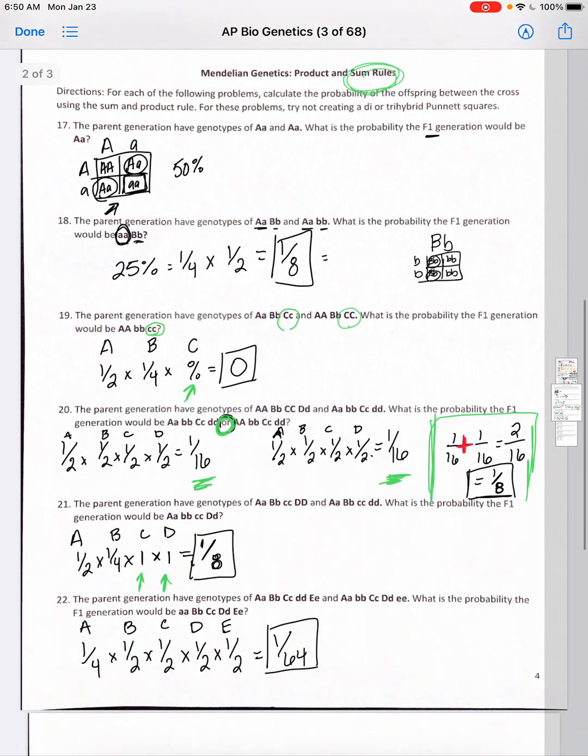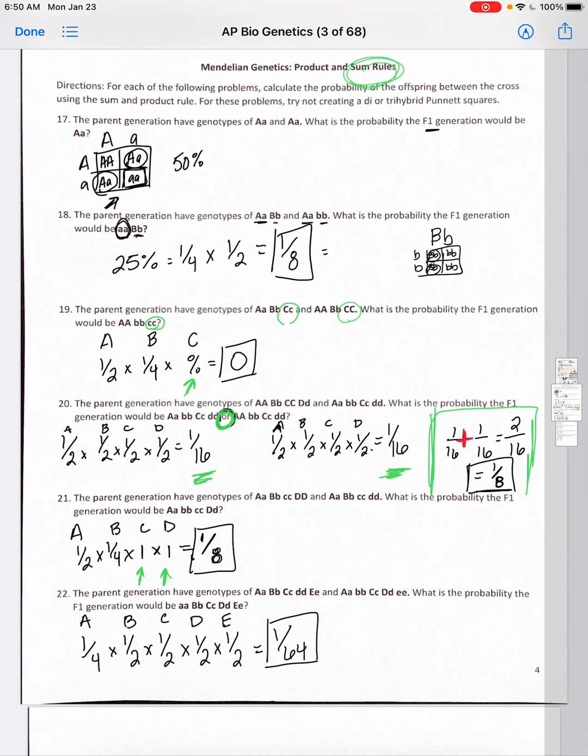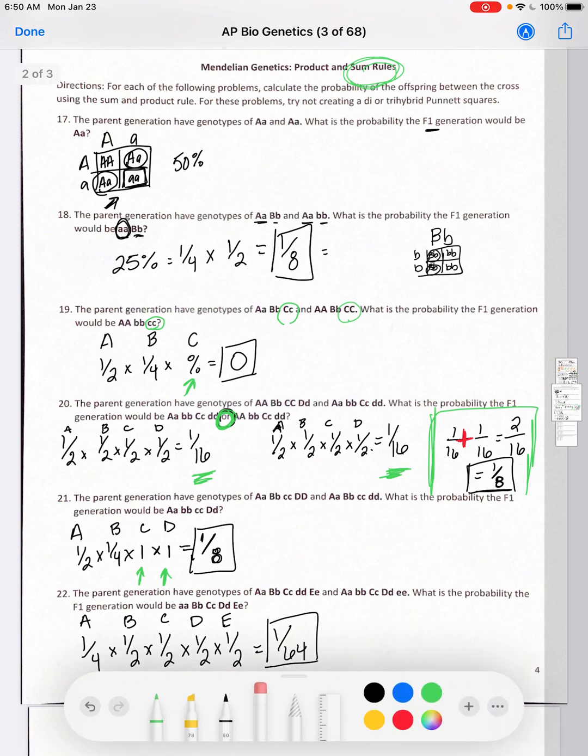So here is your product and sum rules page. You're going to see a lot of green on here because I recorded this video one time and forgot to record the sound, so now I'm having to redo it. So I'm going to use a different color this time. So I'll be using red.